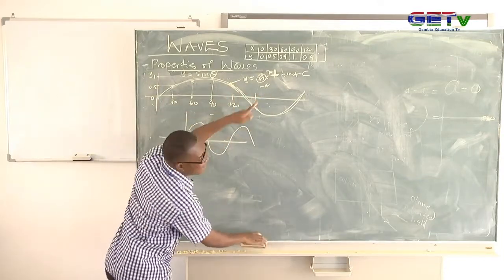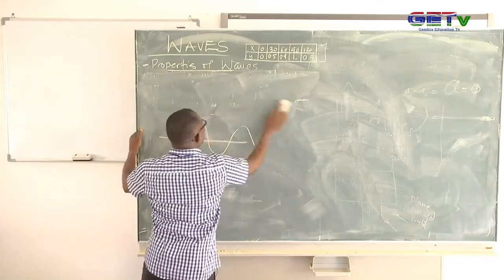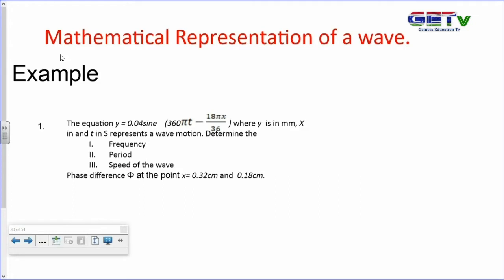That's just a background of what I'm trying to do here. Now let's look at the mathematical representation of a wave. If a wave is represented mathematically, since we know that it is progressive, the wave progresses in this form.